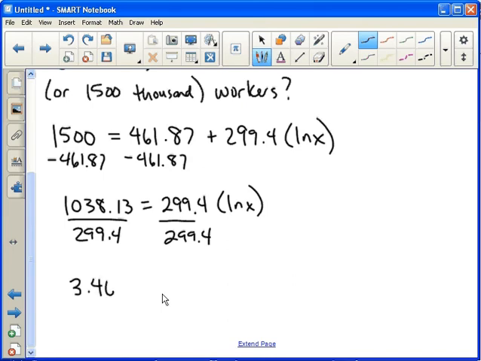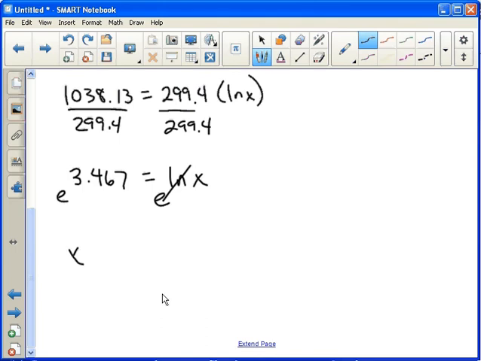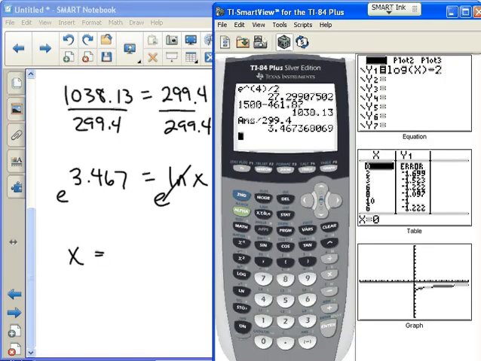Now we have to remember, how do we get rid of the natural log? We do it with e. We make both sides powers of e. Then e cancels out the natural log. So I end up with x equals, and I will plug e to the 3.467 in the calculator. I don't want to round my answer till the very end, so don't just plug in 3.46 or 3.467. Use second answer so it plugs in the exact number in your calculator, because that just plugs in whatever was the previous answer. So we get just over 32 years.